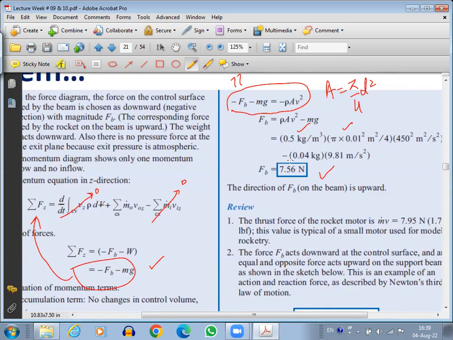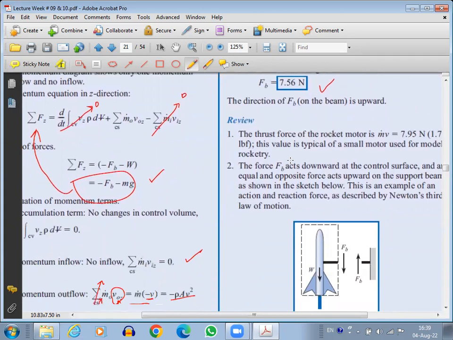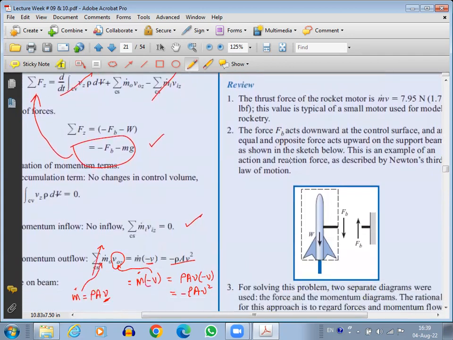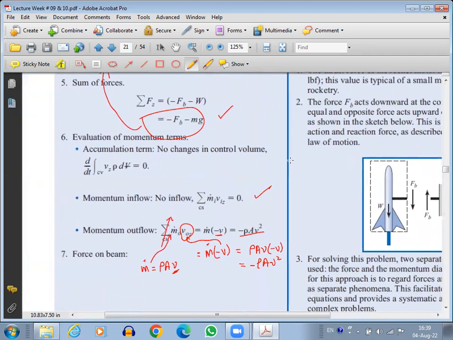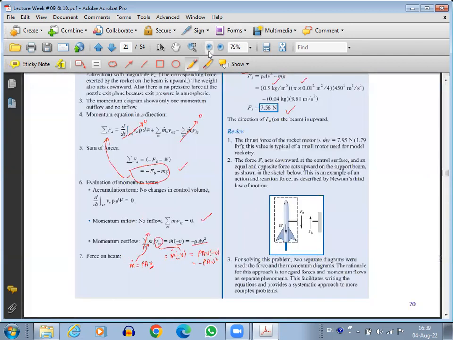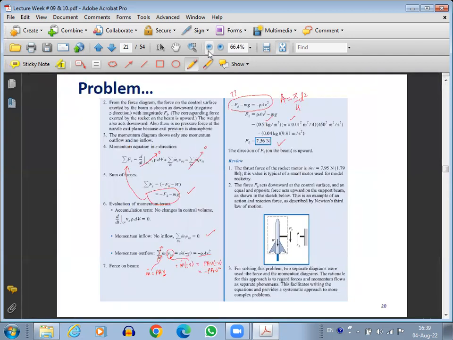That means this is the thrust which is being applied by the exhaust gases over the rocket. Okay. So this is the solution of the problem. Is there anything within this solution which is not clear to anybody? Please feel free to ask. Is it clear? Okay.